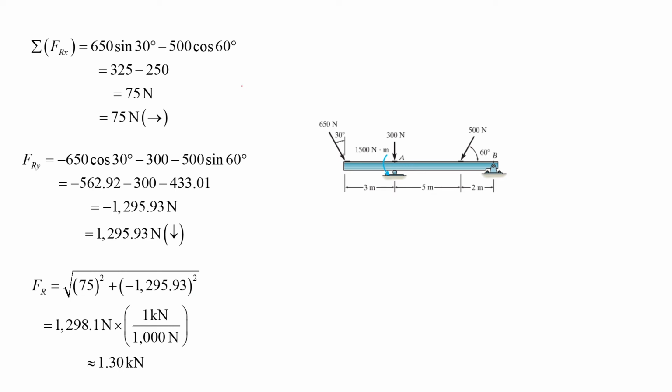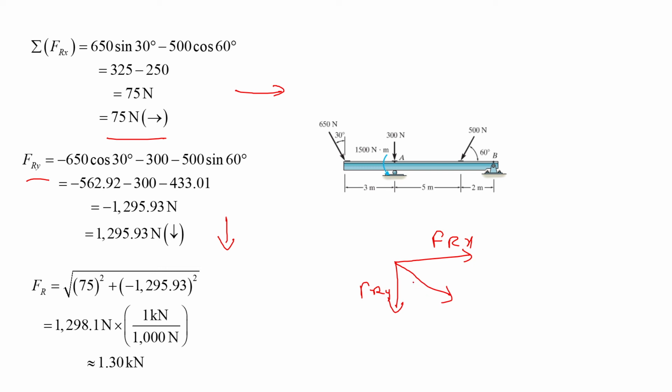So after substituting the values, we can find the value of Frx, that comes out to be 75 Newton. And the value of FRY, that comes out to be 1295.93 Newton, and it's in downward direction, while the FRX is in this direction. So from here we can draw that the FRX is in this direction and the value of FRY is in downward direction. So the value of resultant force will act in this direction somewhere.